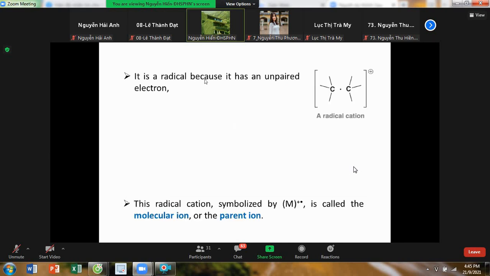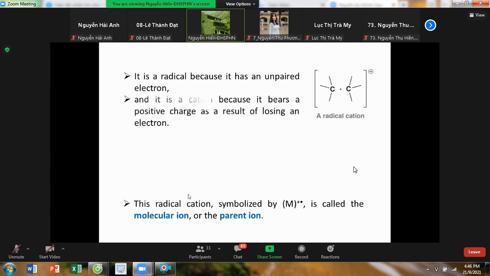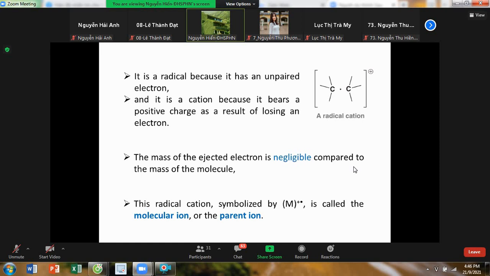Yeah, it is radical because it has an unpaired electron, and it is also a cation because it has lost one electron and become positively charged. So it is a radical cation. The mass of the lost electron is very small compared to the mass of the molecule.